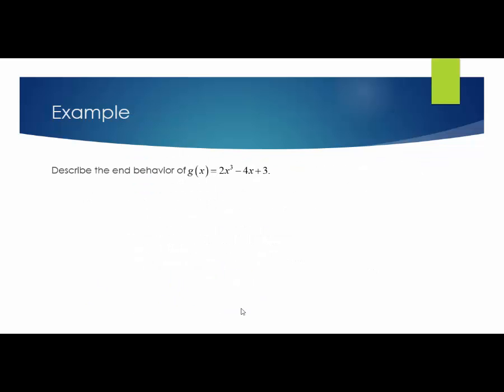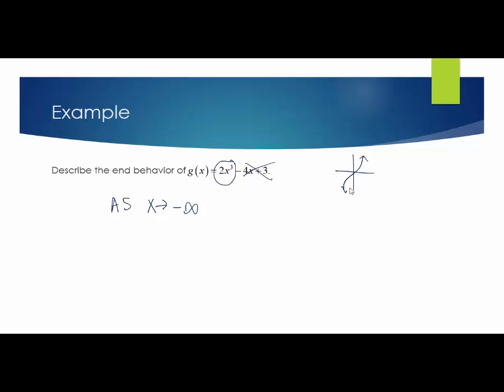Let me show you another. Let's describe the end behavior of g of x equals 2x cubed minus 4x plus 3. So what I'm going to do is focus on the leading term, that's the highest power. As we get to really, really big positive and negative values of x, those start to not matter so much. And the end behavior as x goes to negative infinity mimics what behavior we have of 2x cubed. And so remember, 2x cubed is just a stretch of our x cubed function.